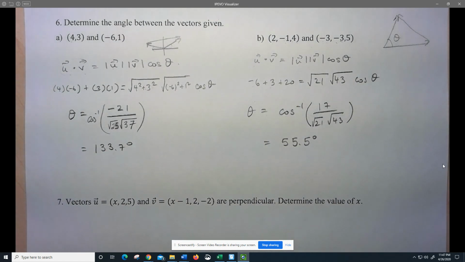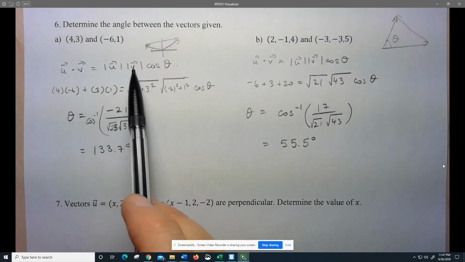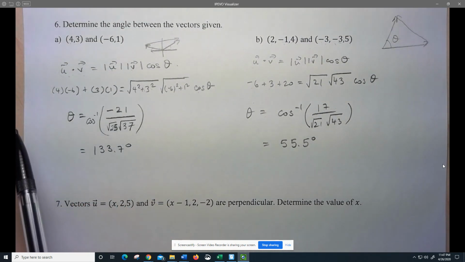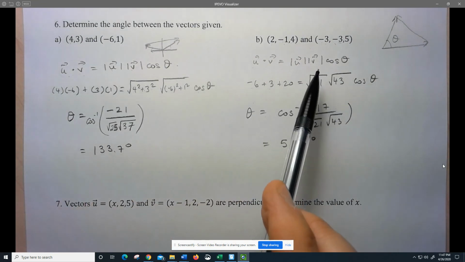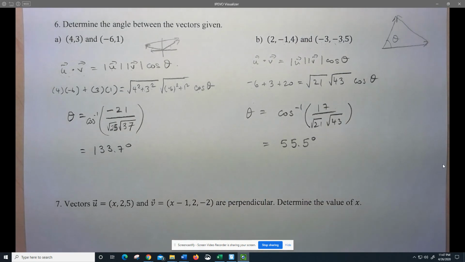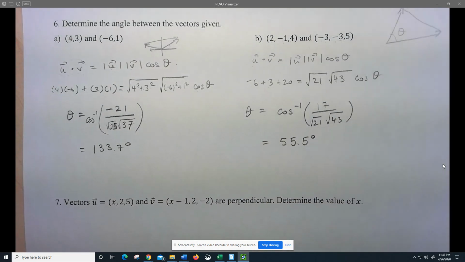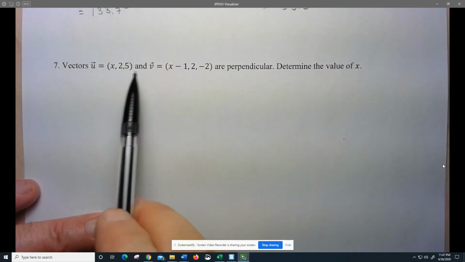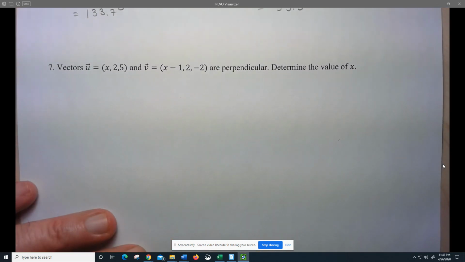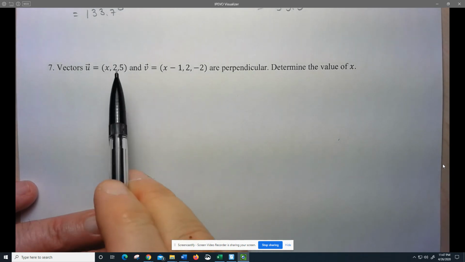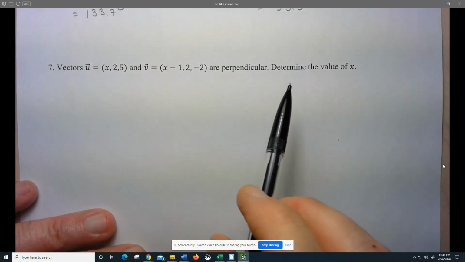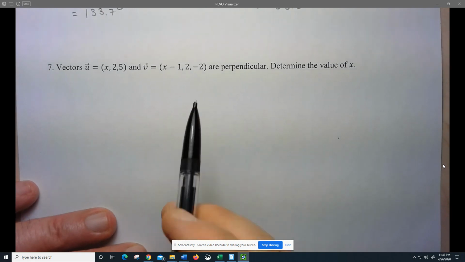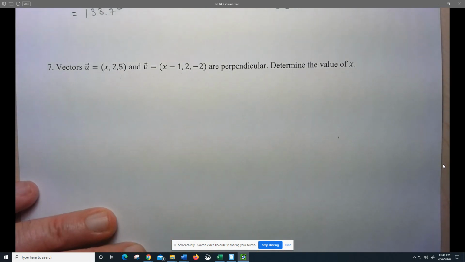All right, so now we see one of the useful reasons for defining dot product as we did. It now allows us to easily determine the angle between two algebraic vectors that would otherwise be a much longer process. All right, so let's take a look at this last example here. It gives us these two vectors with a variable in it. X, in fact, appears in both vectors, and they tell us that these two vectors are perpendicular. They want us to determine the value of x that makes these two vectors perpendicular.